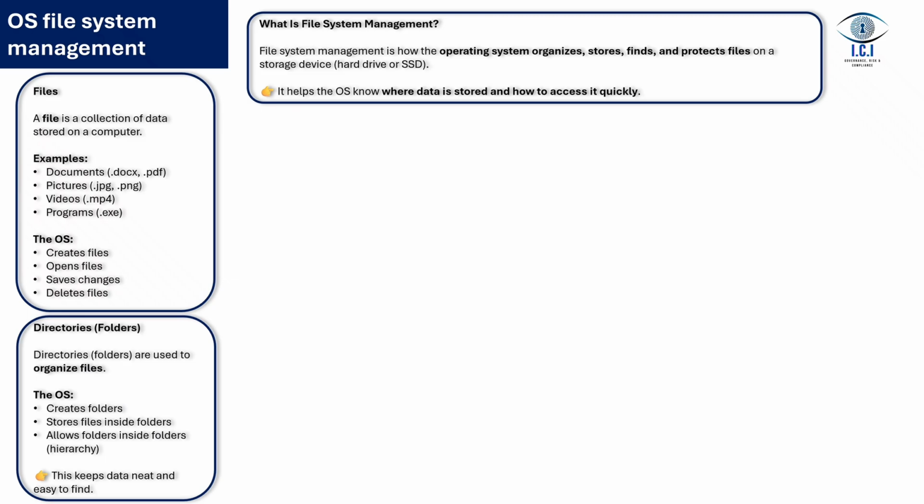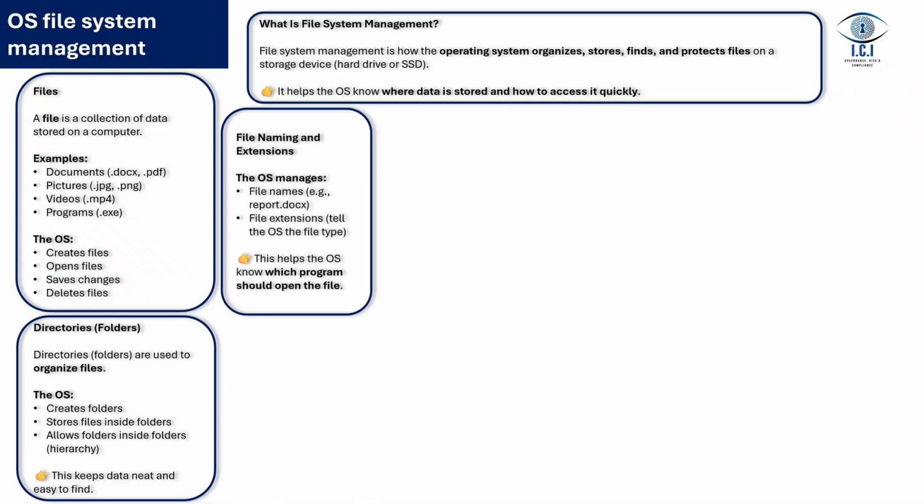And what does the OS do in this case? It creates folders, it stores files inside those folders, it allows folders inside folders. That is what the operating system does for us. The folder helps to keep data neat and easy to find.